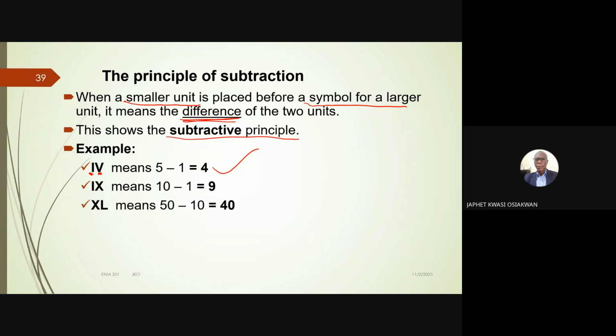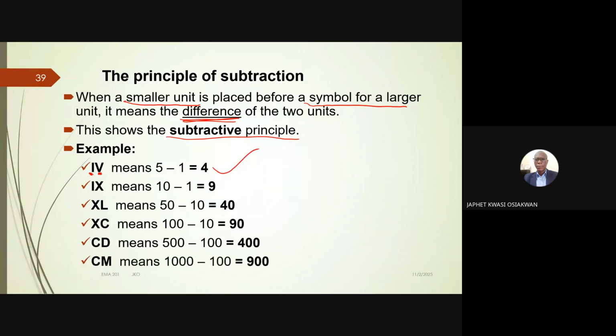We have XL. I hope you wrote the symbols down. Check them and see. XL means 50 minus 10, and that is 40. XC means 100 minus 10, 90. CD means 500 minus 100, that's 400. CM, 1,000 minus 100, that's 900. So this is the subtractive principle, and it is used when a smaller number is placed before a larger one.